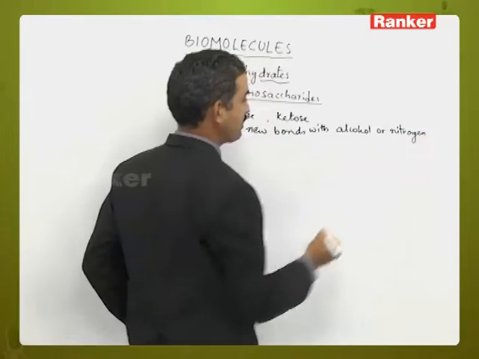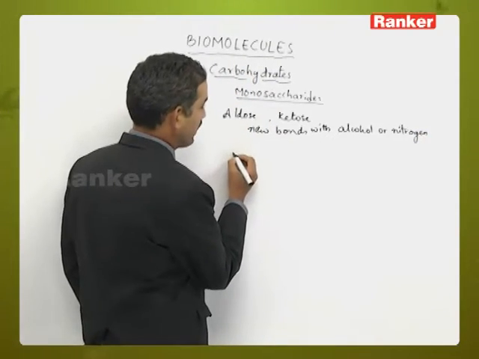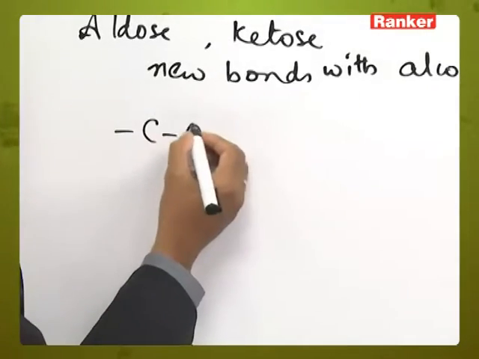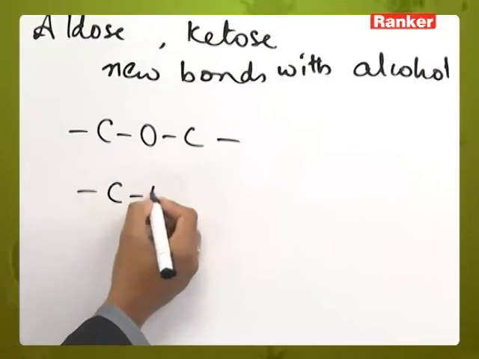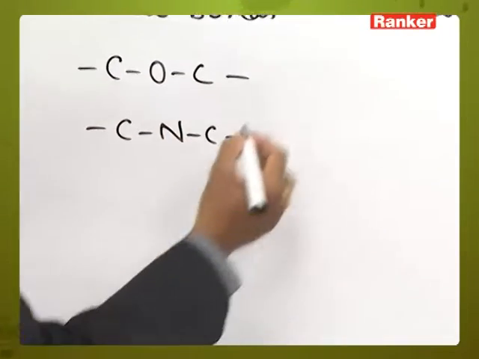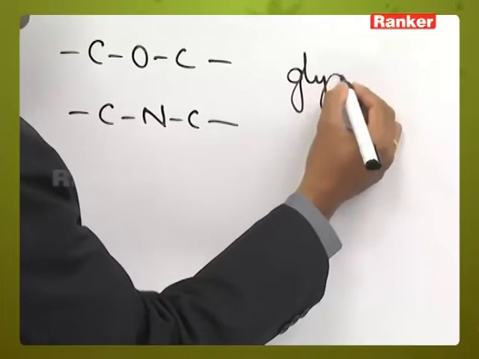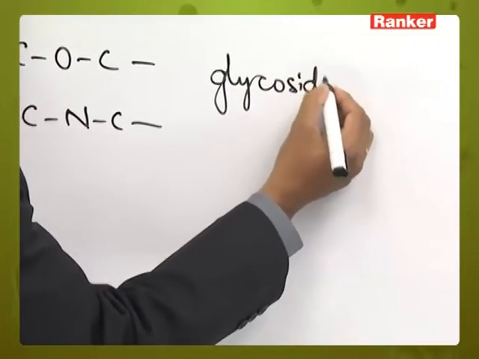So when they form the bonds, those bonds are represented like this. When it is forming the bond with alcohol, a C-O-C bond will be formed, and if it is forming the bond with nitrogen, a C-N-C bond is formed. So both of them are called glycosidic bonds.